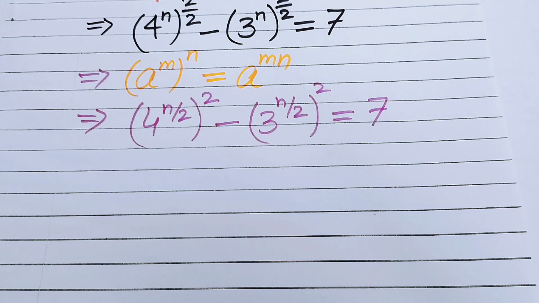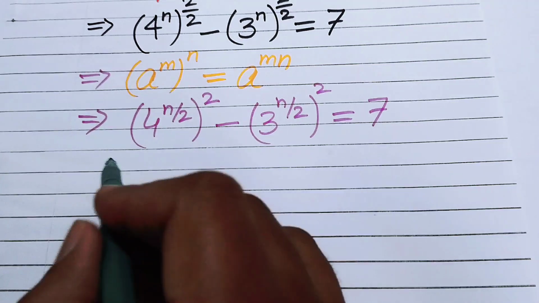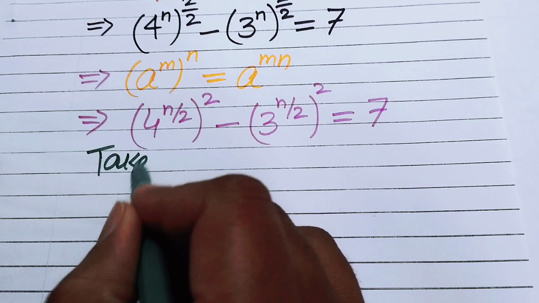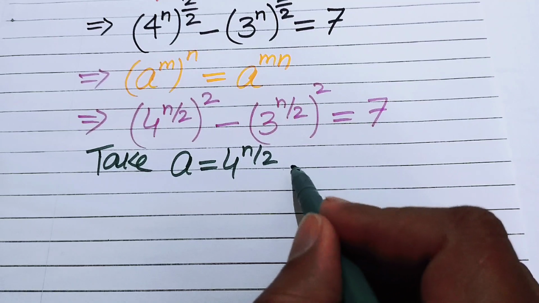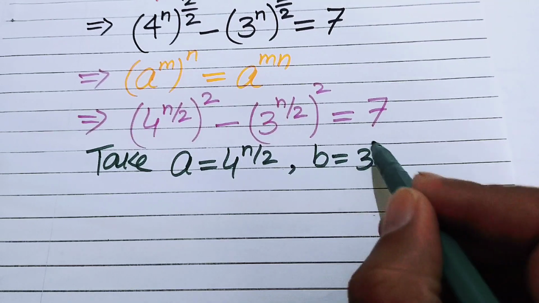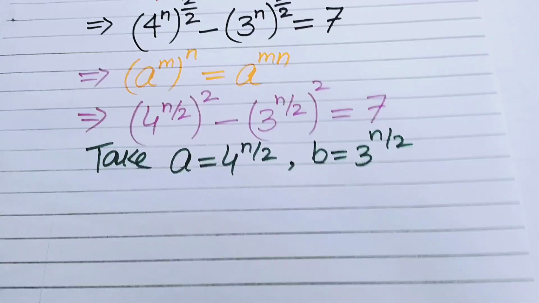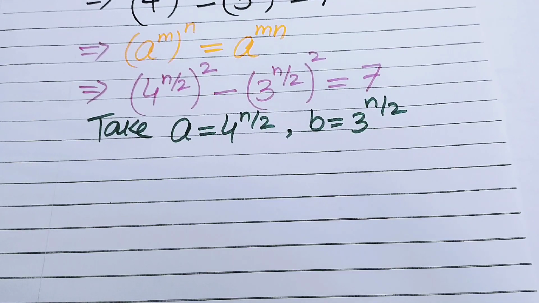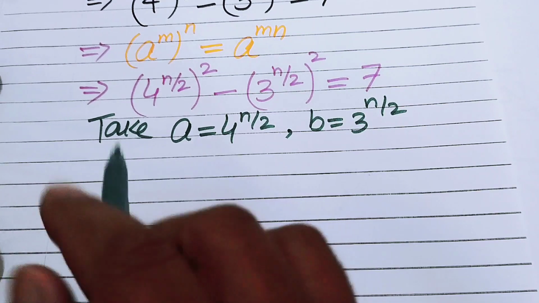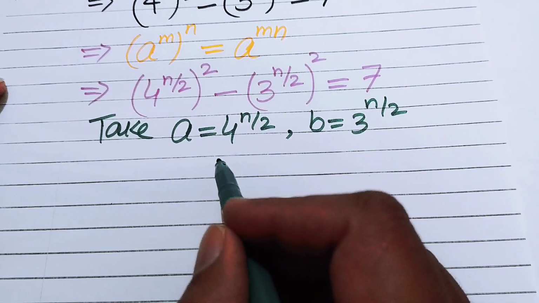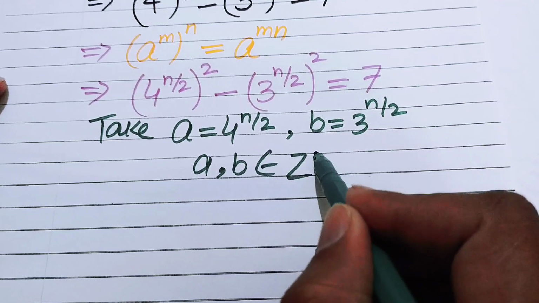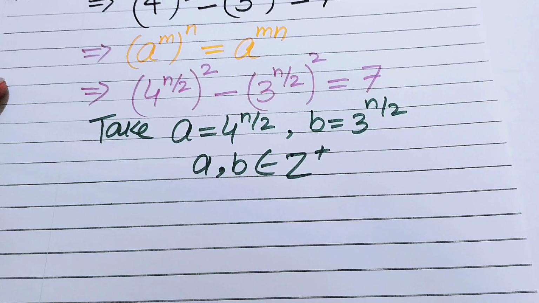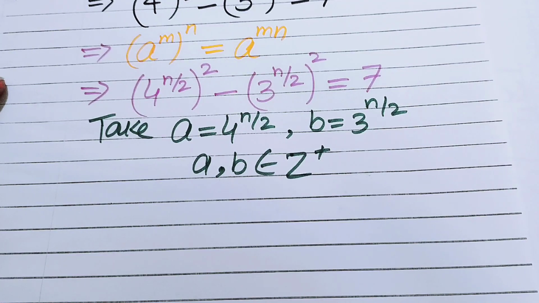convert this exponential equation into a simplified form, so that now we will take a equals 4 to the power of n over 2 and b equals 3 to the power of n over 2. Remember one thing: a and b must be positive, because a and b are exponential functions, so they always give positive values.